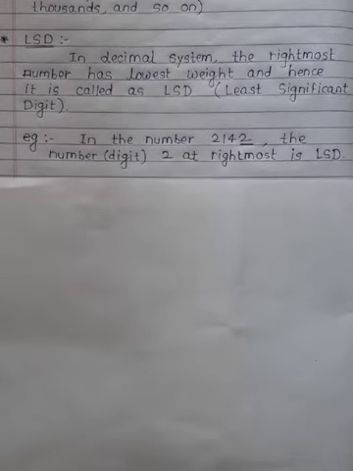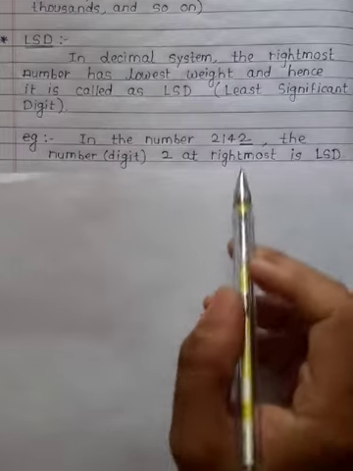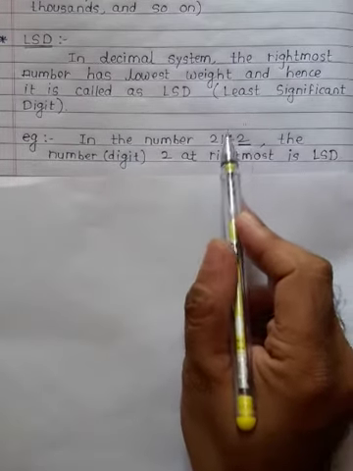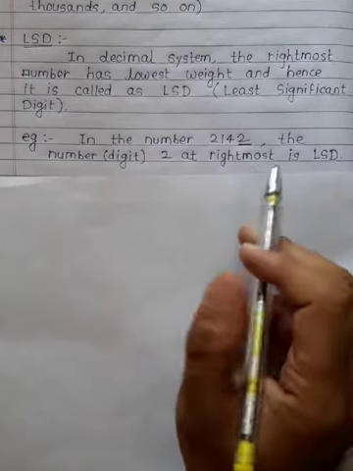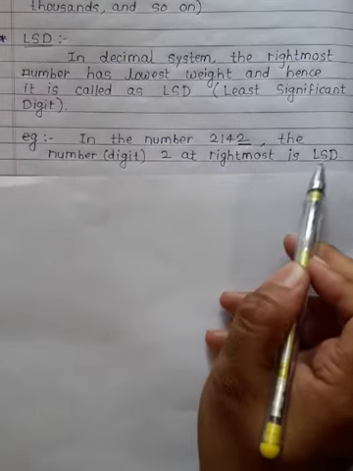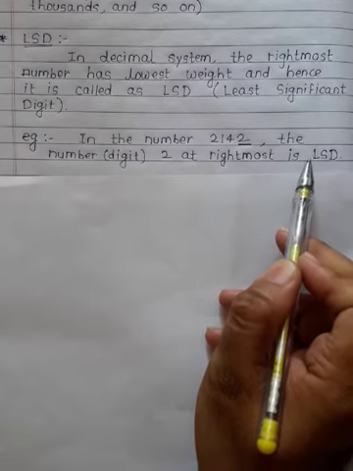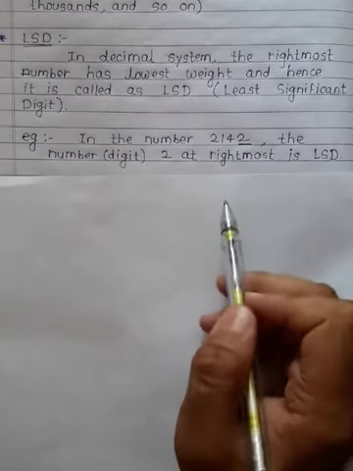Let us see an example of LSD. In the number 2142, the 2 at the rightmost place is the LSD. I have underlined that digit. You can see here this 2 has the least significance in the decimal number system, so it is called LSD. LSD stands for least significant digit.